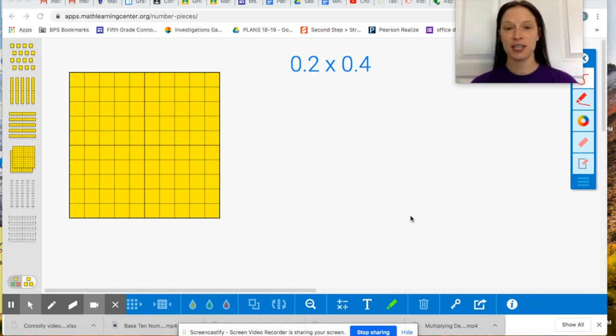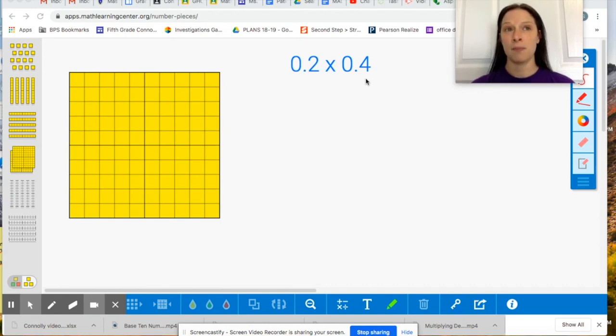Okay, so today for math time, we're going to be thinking about multiplying decimals again. And this time, both factors are going to be less than one whole. Okay, so we see here, our first example we're going to be starting with is 0 and 2/10 times 0 and 4/10.